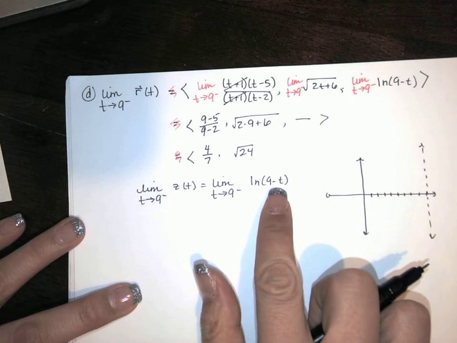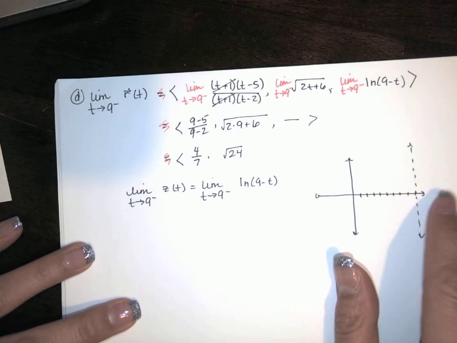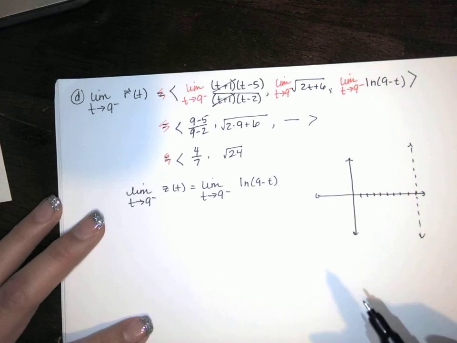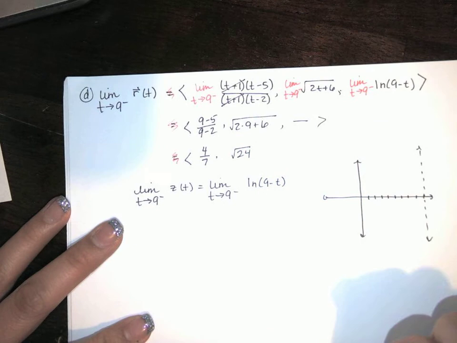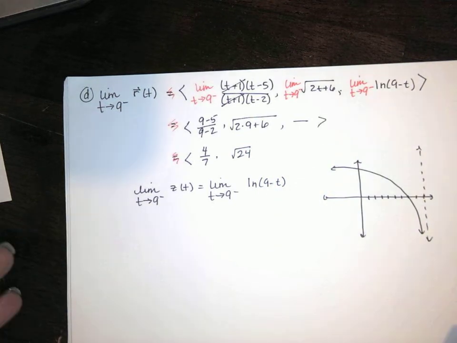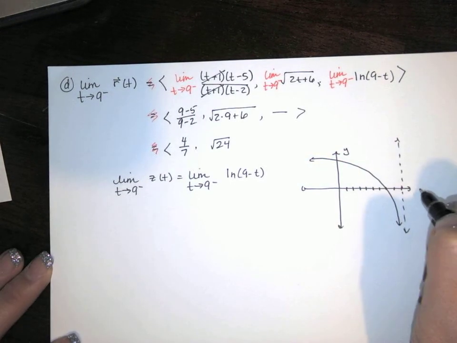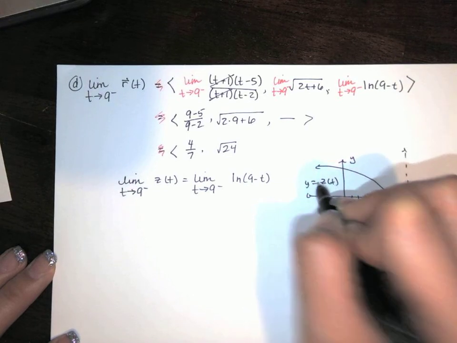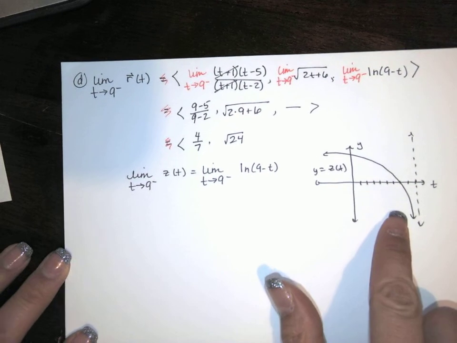And this is well defined as long as t is less than 9. If I plug in t equals 10 on the other side, I'd have natural log of negative 1, which we don't want to do in this class. So it looks like that log graph has been flipped, reflected, and then shifted 9 units to the right. So it's kind of like this. That's just a cartoon. It's not exactly what it looks like, but it's something close to that. This is y equals z of t versus t. As t approaches 9 from the left, the y values go to negative infinity.